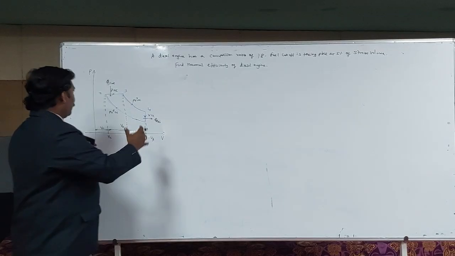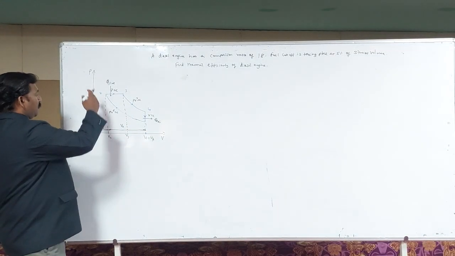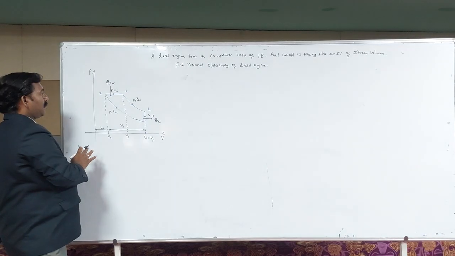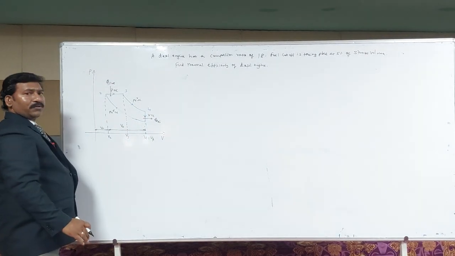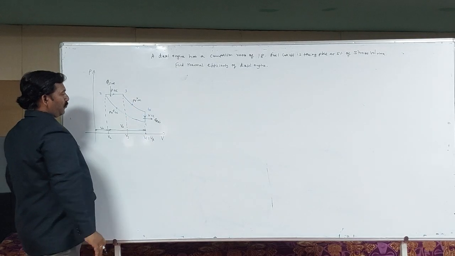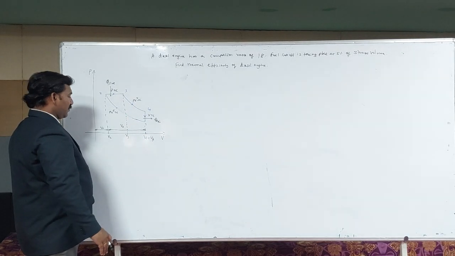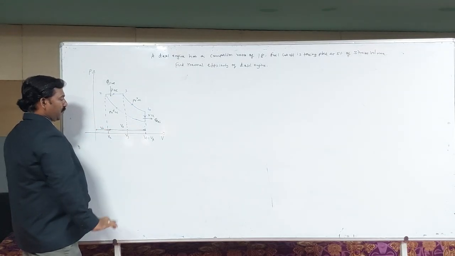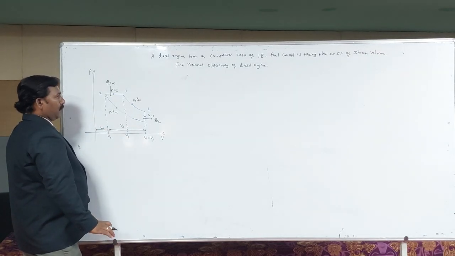So we know this is the PV diagram. 1 to 2 is a compression process, isentropic compression. 2 to 3 is a constant pressure heat addition. 3 to 4 is an isentropic expansion. 4 to 1 is a constant volume heat rejection. So this is the clearance volume and this is the swept volume.